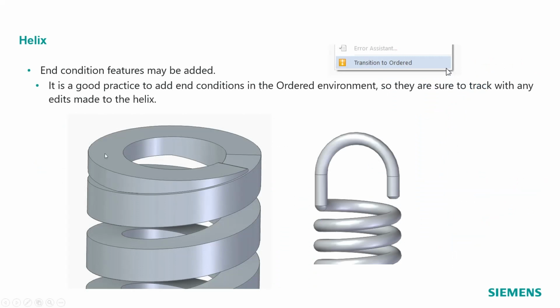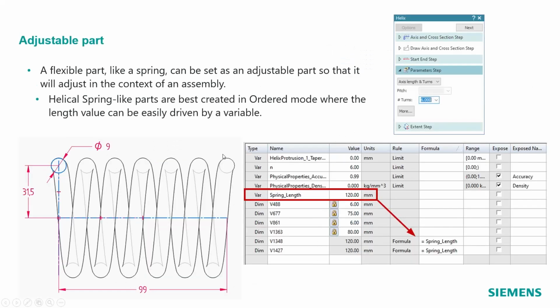Your end conditions, so the ends of your spring, you're going to want to probably do in ordered. Even if you make the spring itself in synchronous, you'll want to switch over to ordered and do your end conditions in ordered. That way, if you alter the spring, if it gets adjusted in any way, that end is not going to be changed. That end will still be what it's supposed to be.